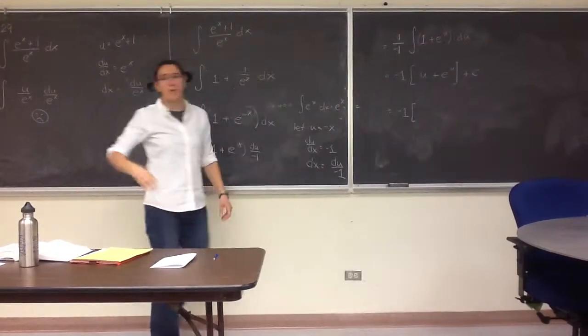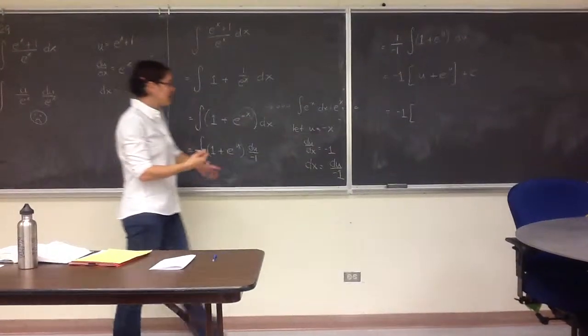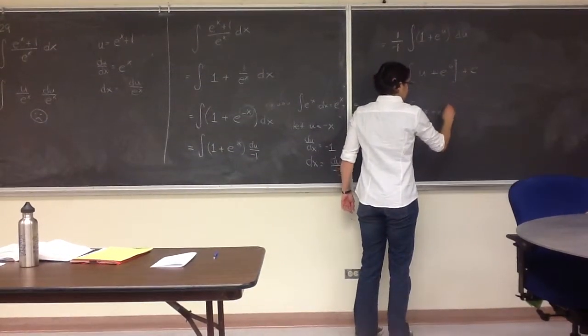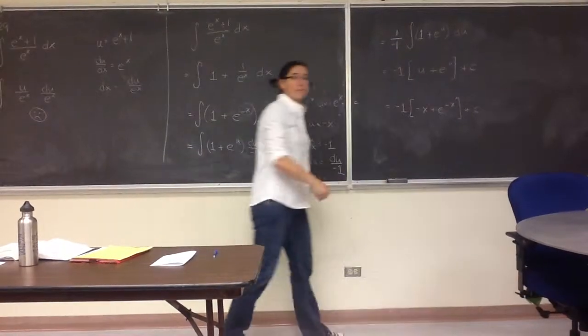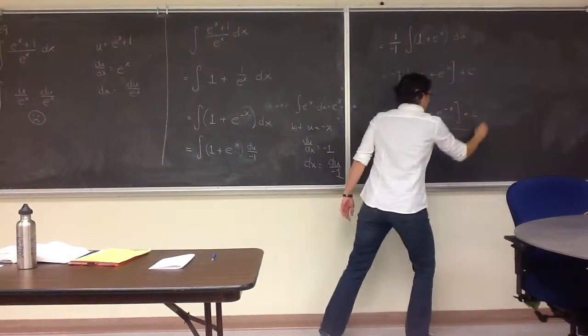Alright, now the final step. Once we've taken our antiderivatives, plug back in our x's. So everywhere that I see a u, I'll put back in the negative x. So I've got negative x plus e to the minus x plus c. And this is a perfectly legitimate final answer.